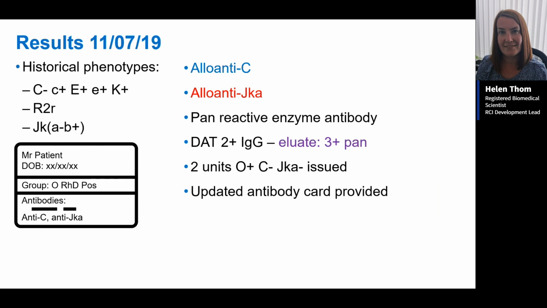We've seen them before. Happy we've got all that information, but the difference with this one is we've said that the anti-Jka was there. So we've issued a card to the patient to make sure that they're getting antigen negative blood if they need it.